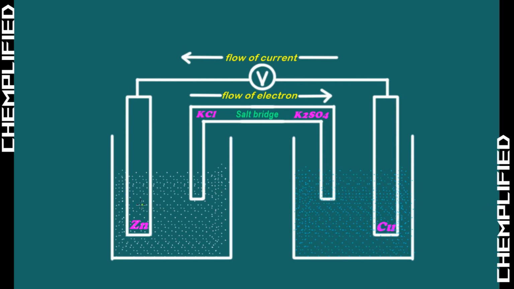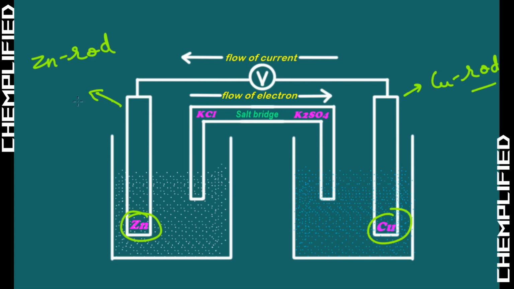This is our Daniell cell between zinc and copper. Now in this cell, this is our zinc rod and this is our copper rod. Now we can also call it zinc electrode, copper electrode, right? So the electrode which we are talking about is our zinc electrode and copper electrode, or any other electrode which we can use in an electrochemical cell.